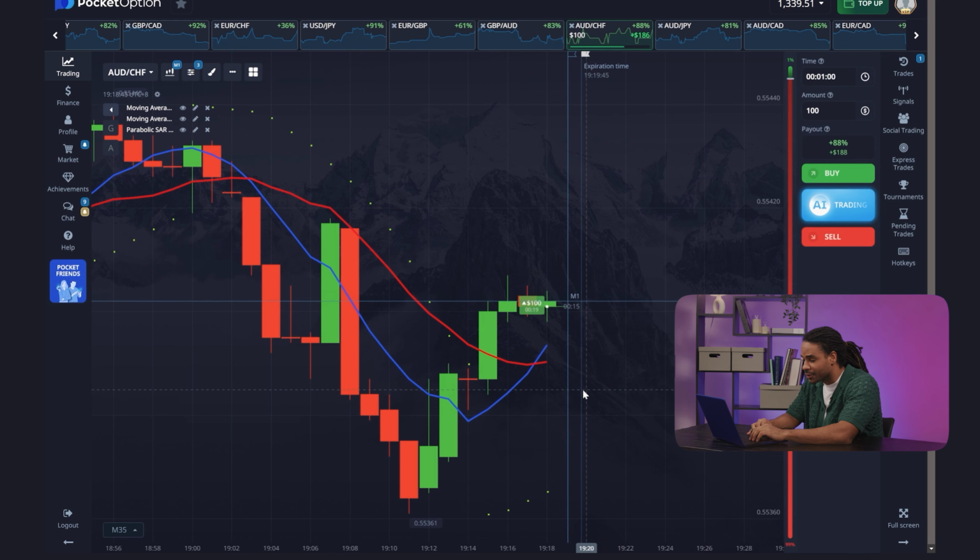Yes, the lines have crossed. We open a buy trade. We have 2 key elements here. The parabolic indicator shows an upward trend and the 2 SMAs have crossed.